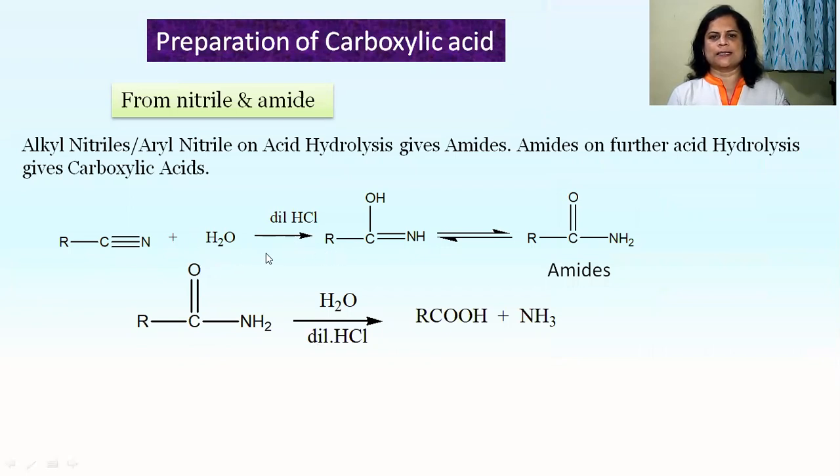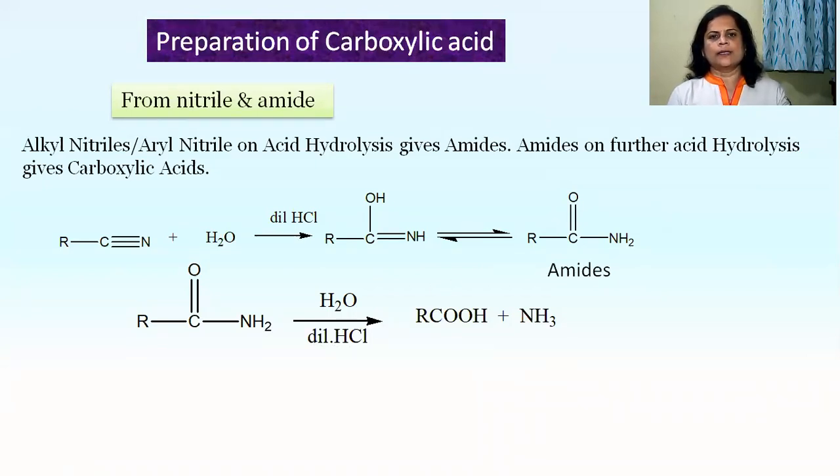That is dilute HCl. Formation of RC(OH)=NH means simply we add H2O across the C triple bond N, so that C triple bond N is converted into C double bond NH, and on the carbon, OH. That structure rearranges and amides form, with the structure RC double bond O NH2. And these amides further undergo acid hydrolysis and formation of carboxylic acid takes place.